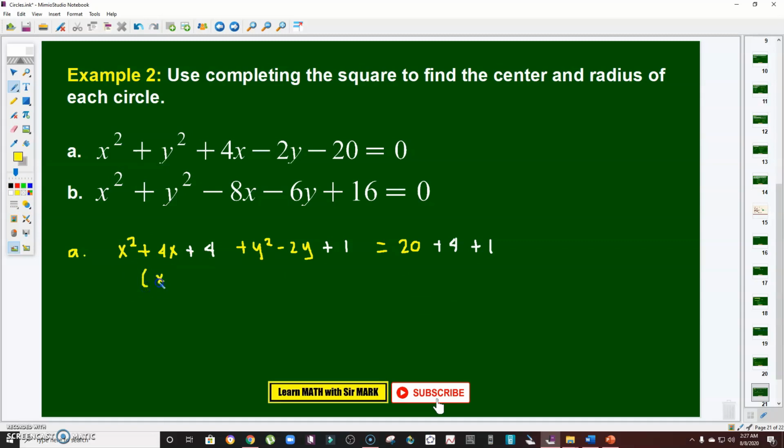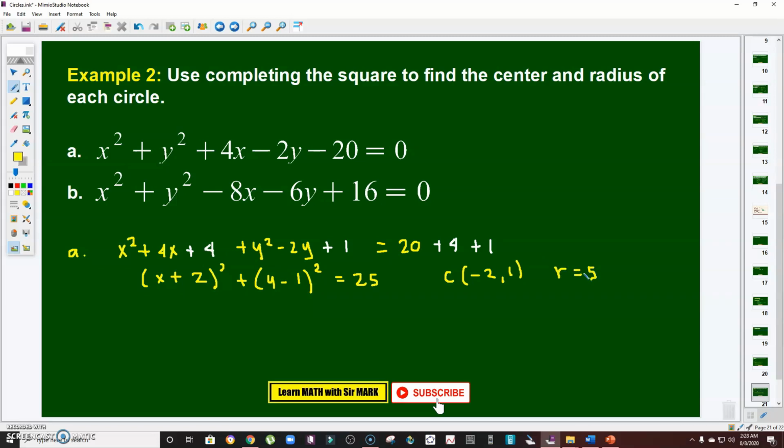So that's it. x plus 2 squared plus y minus, because of this one, the square root of 1, that's 1. So y minus 1 squared equals 25. See that? So the center of the circle here is negative 2, 1, like what we did in the previous video. Reverse the sign. So negative 2, this one will become positive 1, then the radius is 5.